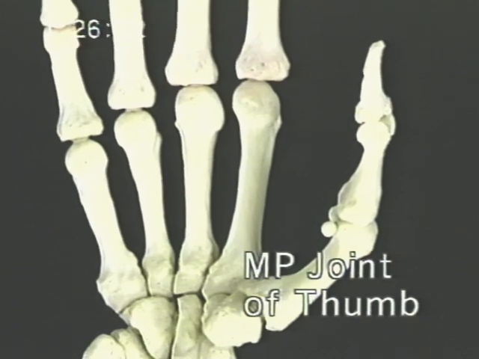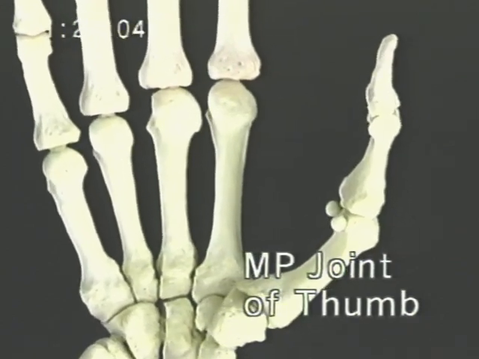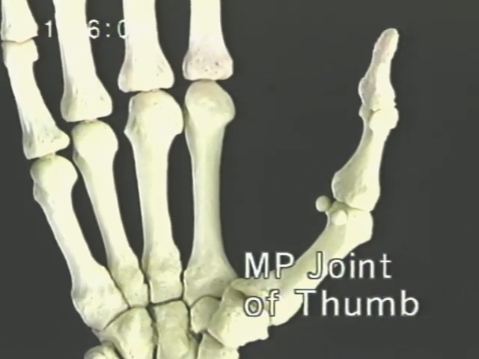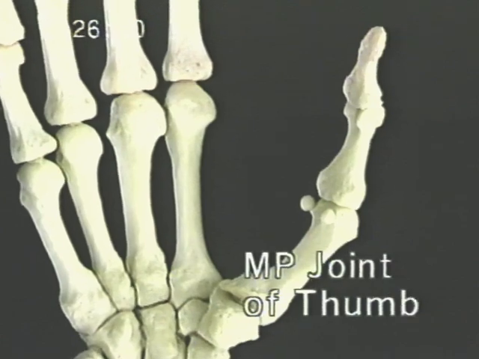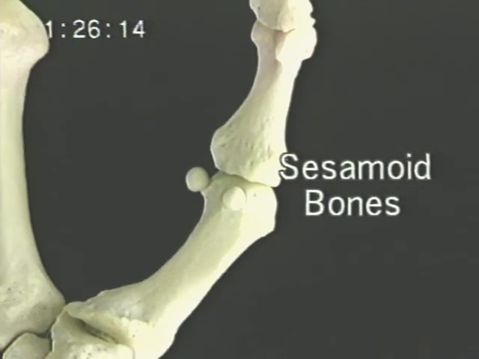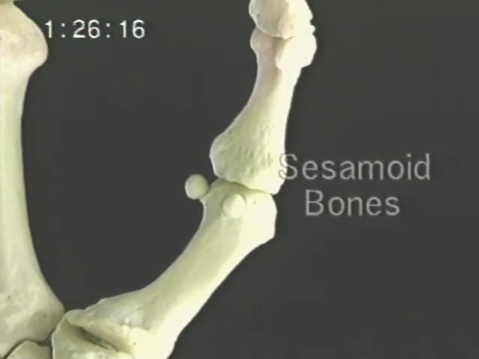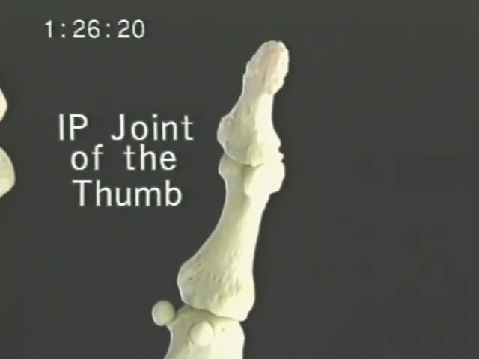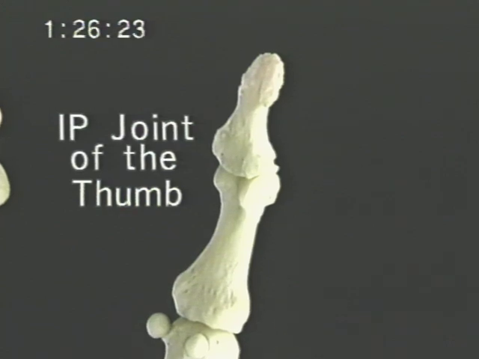The MP joint of the thumb is unlike the finger MP joints. It's much more like an interphalangeal joint. It permits only flexion and extension. On its flexor aspect there are two tiny sesamoid bones, which are embedded in the joint capsule. The one interphalangeal joint of the thumb is just like the IP joints of the fingers.